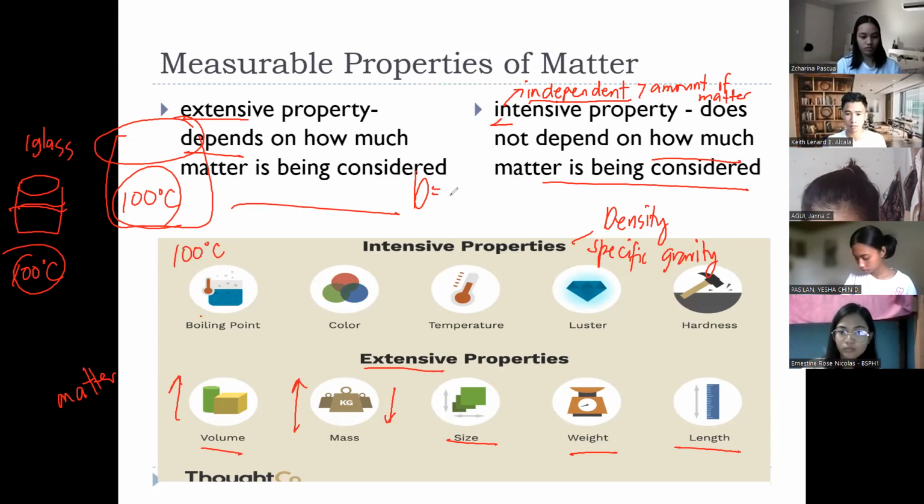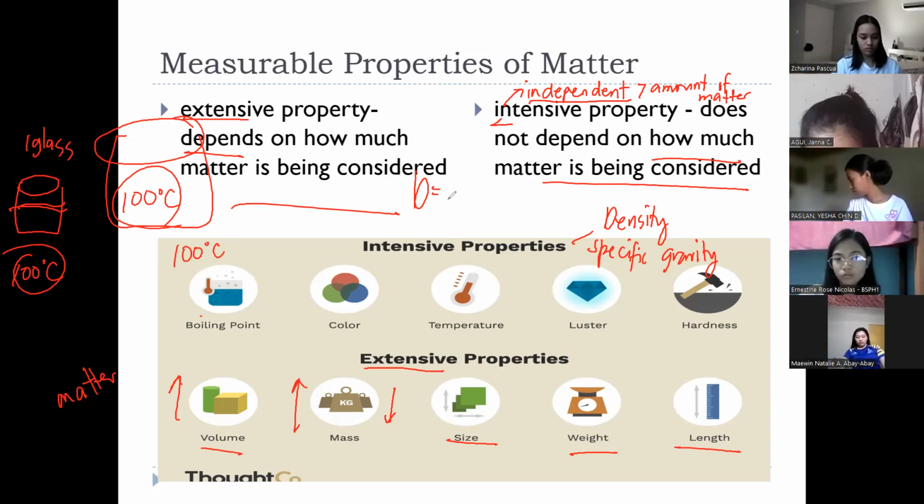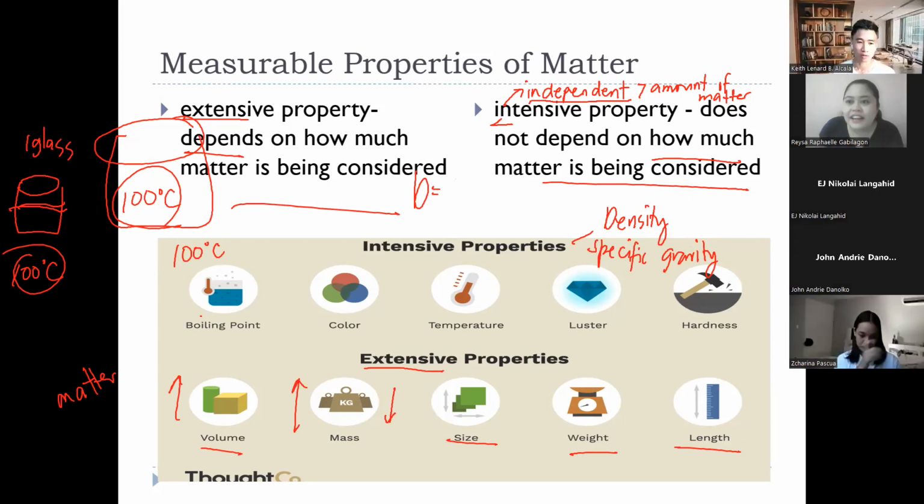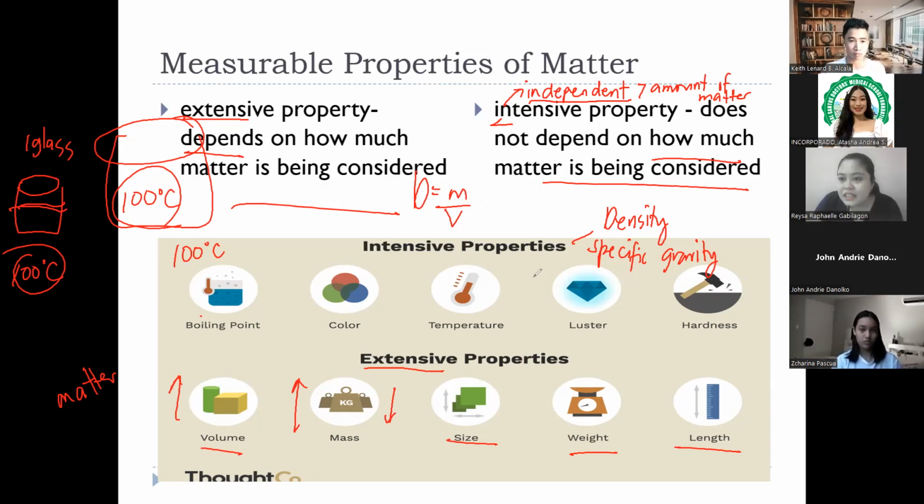What's ang density? Yes, Mr. Alcala. Ratio of mass to volume po. Okay. M over V. Okay? Mass over volume. That's density. Now, what is the density of water?